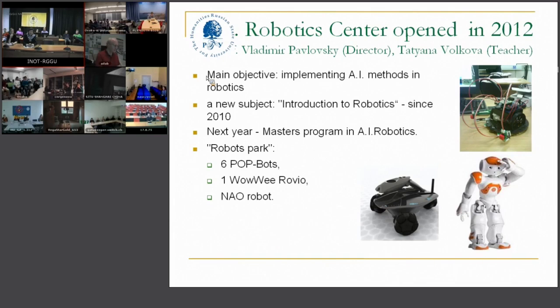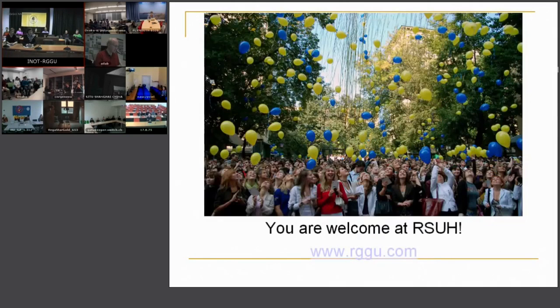And we are proud of our Robots Park. Maybe it's too much to say Robots Park, but there are a few examples: 6 pop-up bots, you can see it on the screen, then 1 Wowbean robot, and 1 Nao robot. We are planning to build up on what we have at the moment. Shanghai lectures are very relevant to both students and staff at this university, and robotics is very high on the priority list at our university. Thank you very much. We're looking forward to this new, exciting year.